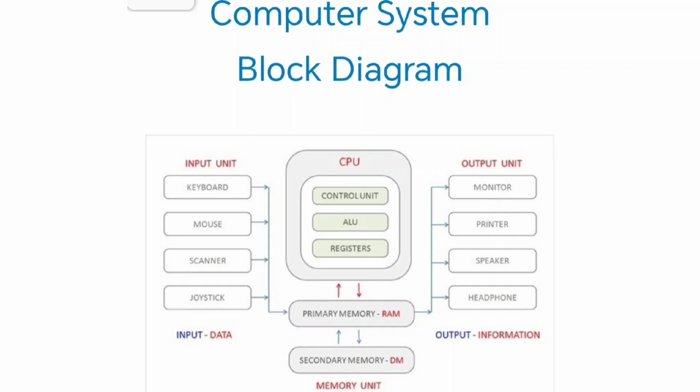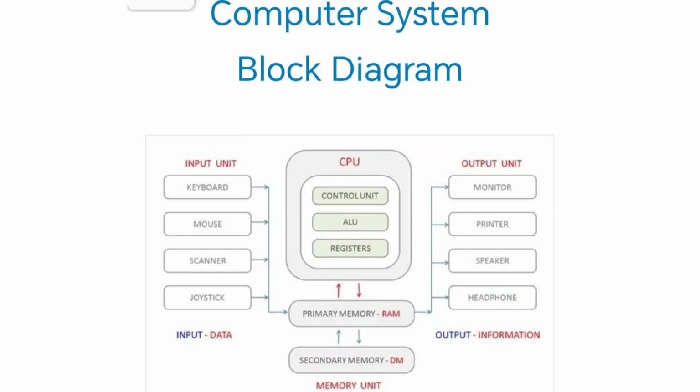In this memory unit you can store data in two ways. One is permanently, otherwise you can store the data temporarily. For permanent use you can use secondary devices. For temporary storage of some information, you can use RAM, random access memory. That is short-term memory.